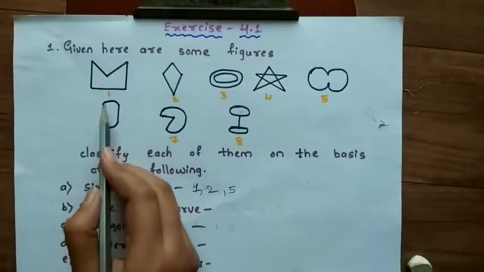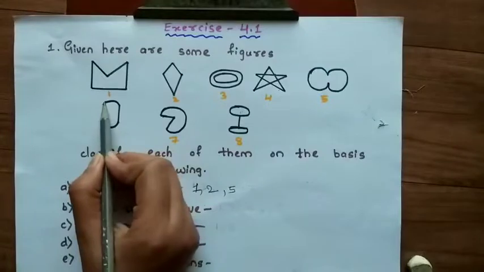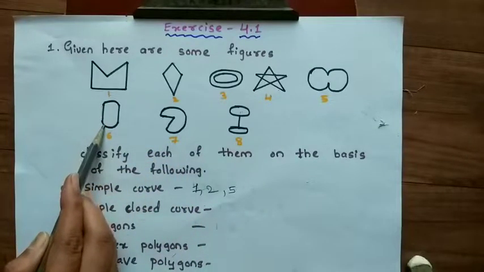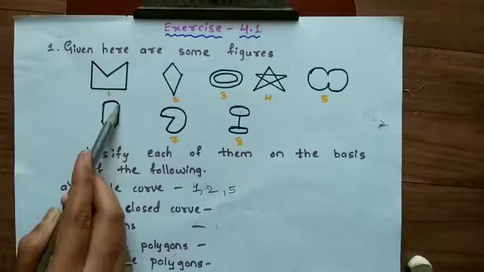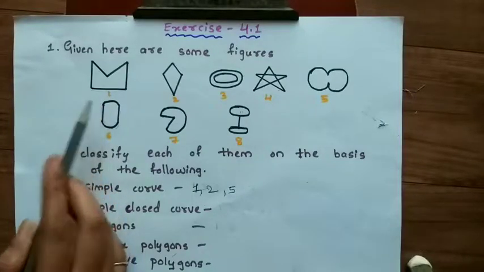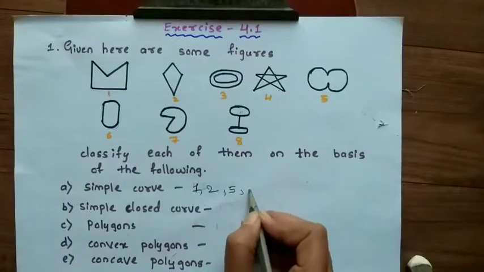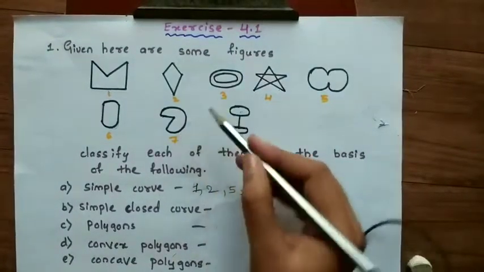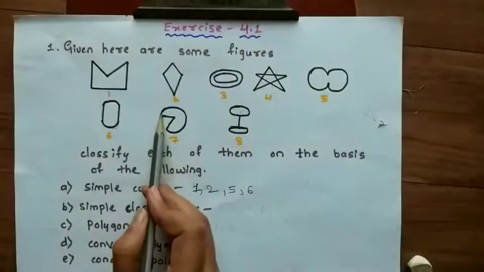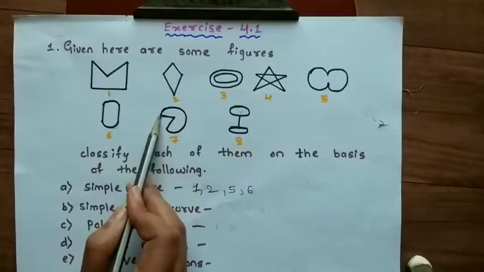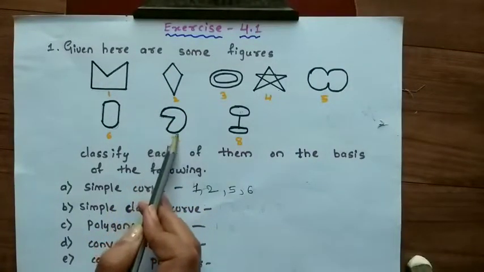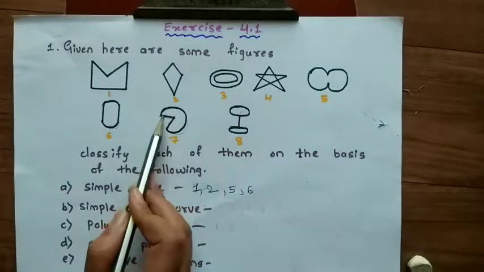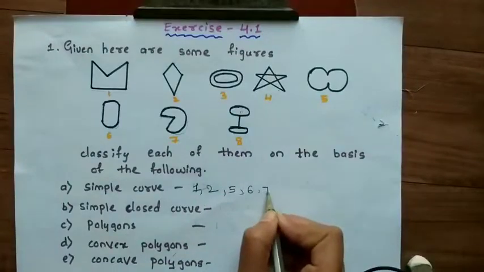If you check the sixth figure, if I start from this point, I can easily draw this figure without lifting the pencil. Yes, of course, this is also said to be a simple curve. Next, the seventh one. Check it out. If I start from this point, I can easily draw the figure without lifting. Yes, so it is said to be a simple curve.